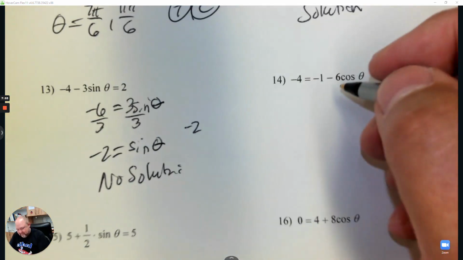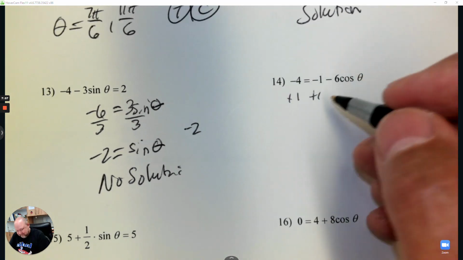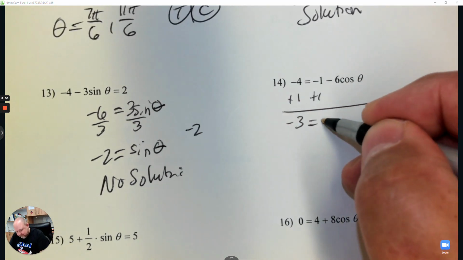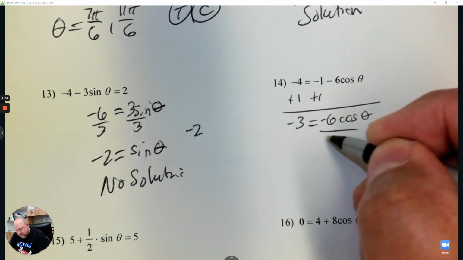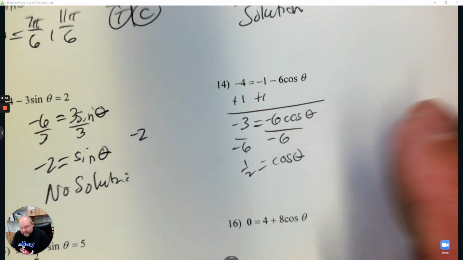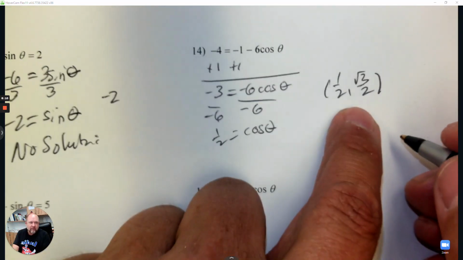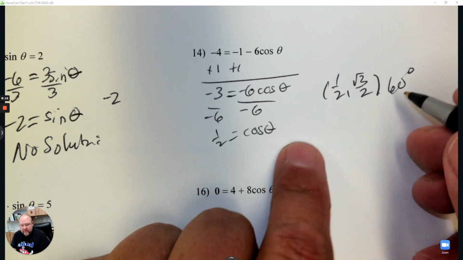Number 14. Add 1. Divide by negative 6. Oh, we got a solution here. So the x coordinate's 1/2. So the y coordinate is root 3 over 2. That is a 60-degree reference angle.